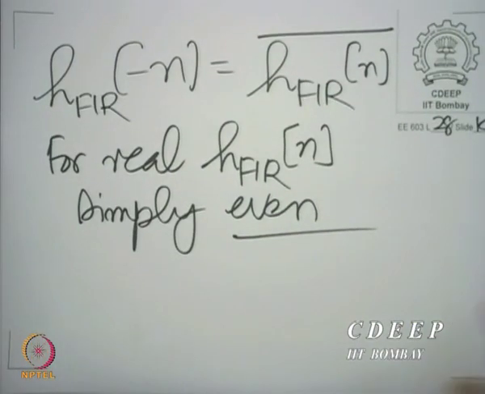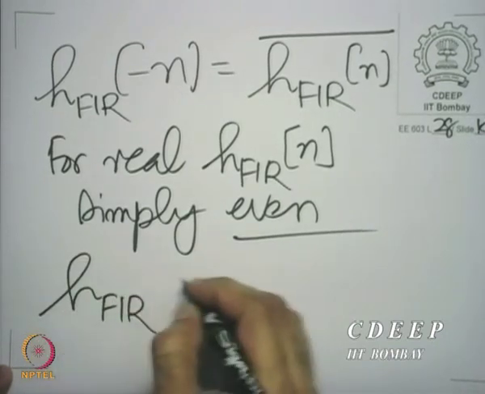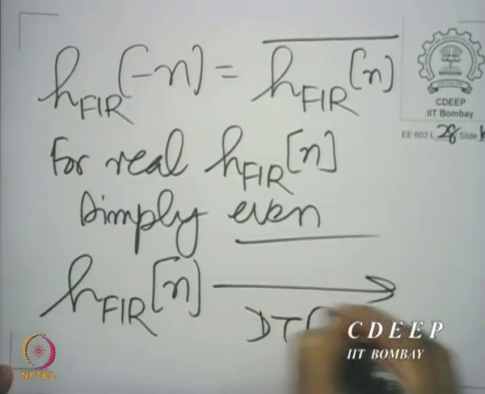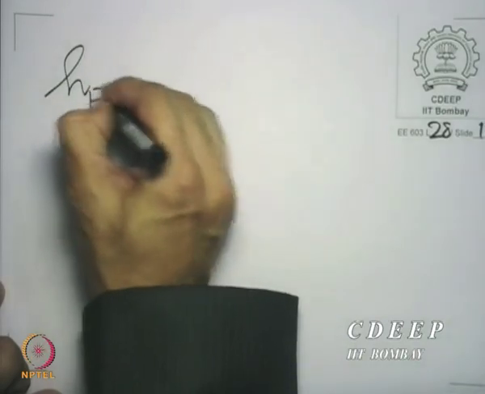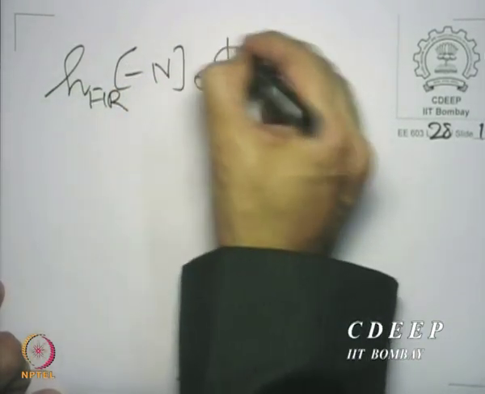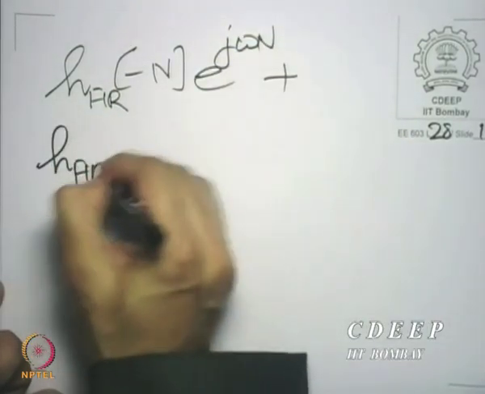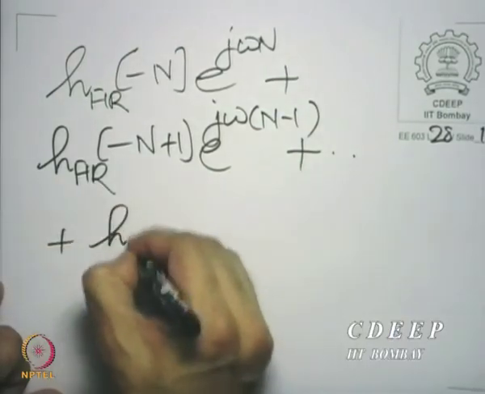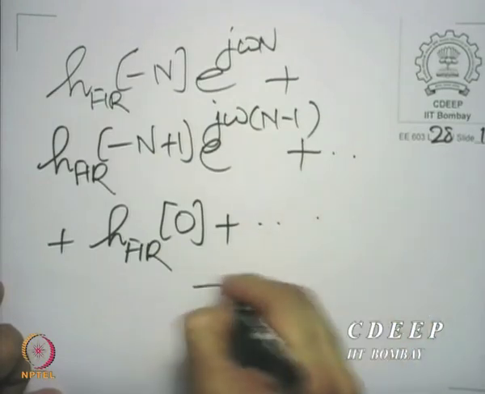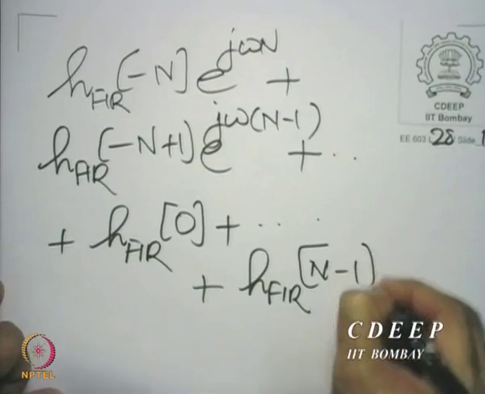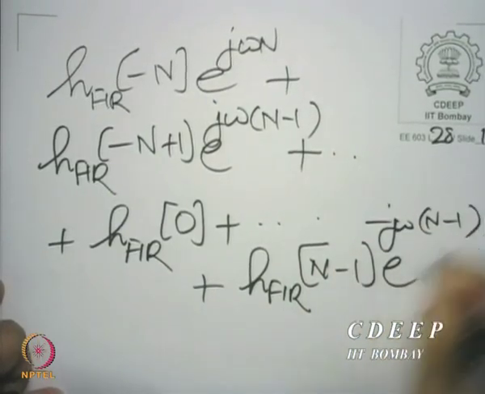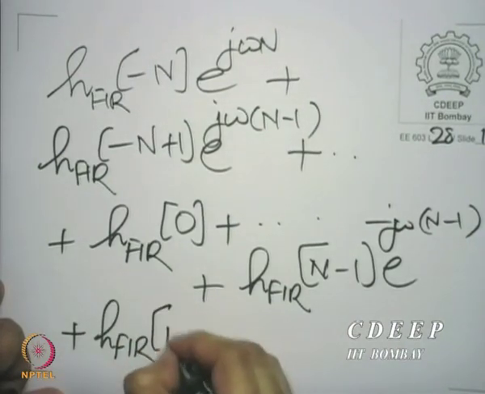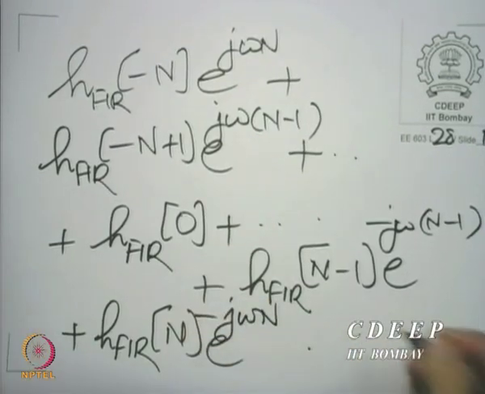Now, let us look at the frequency response from the point of view of its amplitude and phase part. So, HFIR n has the DTFT given by HFIR minus N e raised to the power j omega N plus HFIR minus N plus 1 e raised to the power j omega N minus 1 and so on, HFIR 0 plus, and then you have HFIR N minus 1 e raised to the power minus j omega N minus 1 plus finally HFIR capital N e raised to the power minus j omega N. Now, I have expanded showing some typical terms.